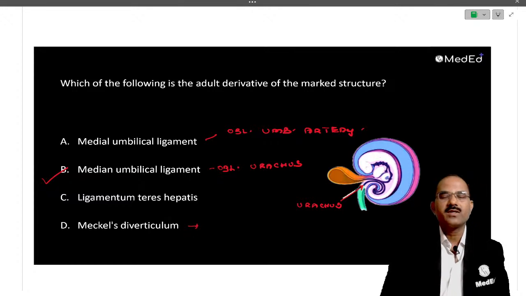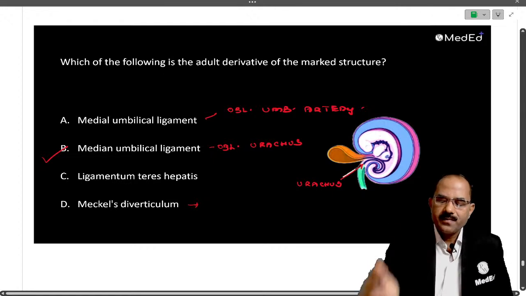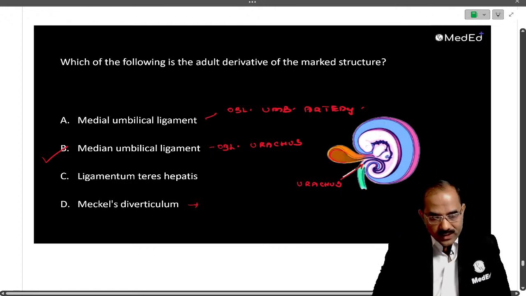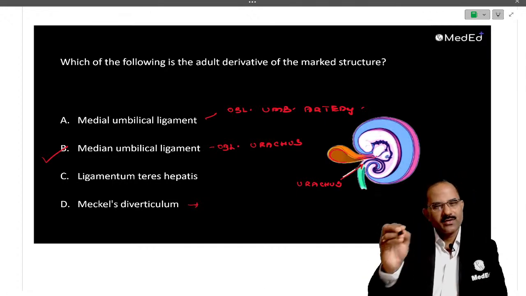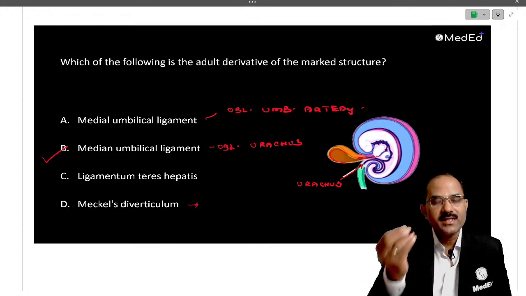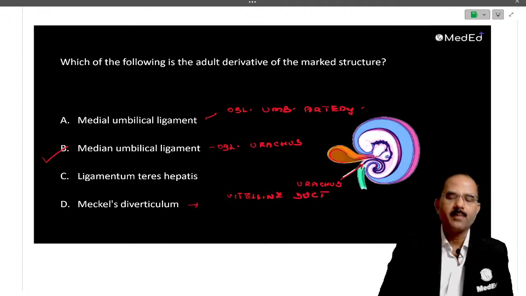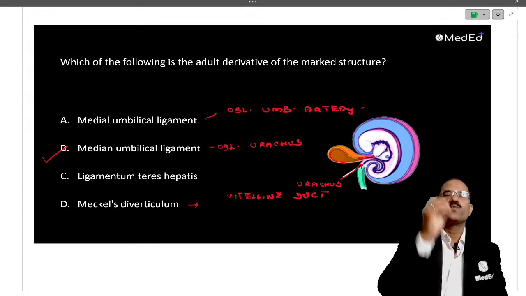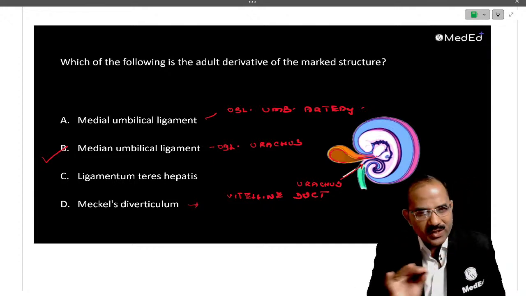Meckel's diverticulum. What is this? That's a yolk sac. In fetal life, the midgut is going to communicate with the umbilicus through the vitelline duct. Later on, this vitelline duct disappears. It is also known as the vitellointestinal duct. Normally, after birth, this vitelline duct obliterates.